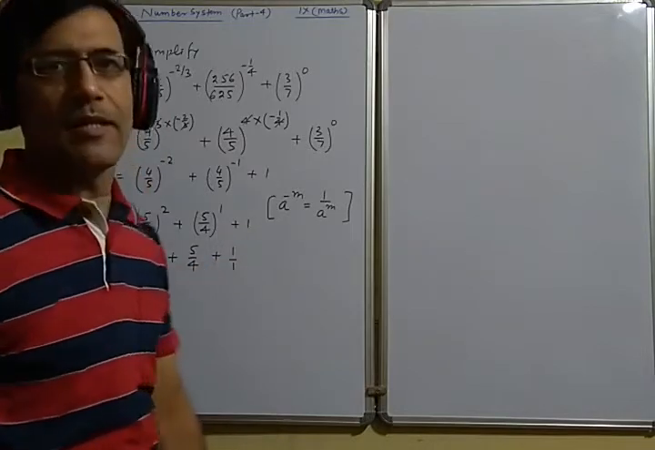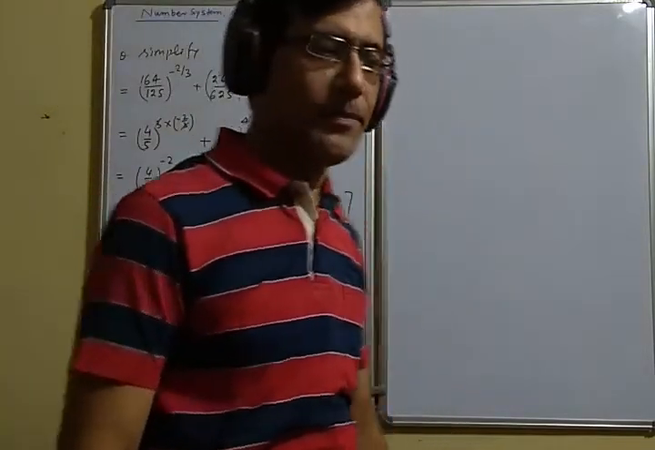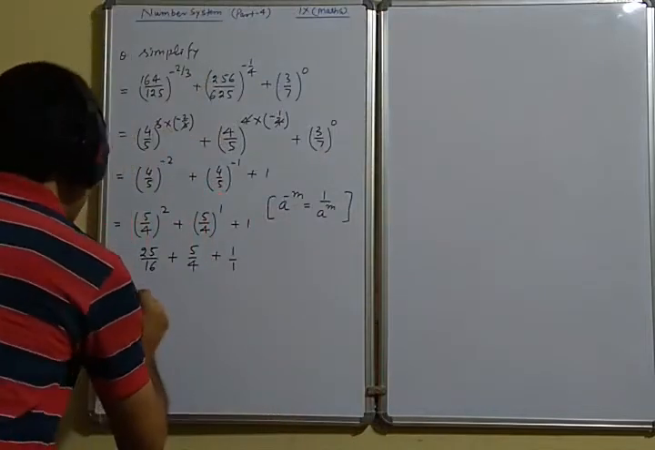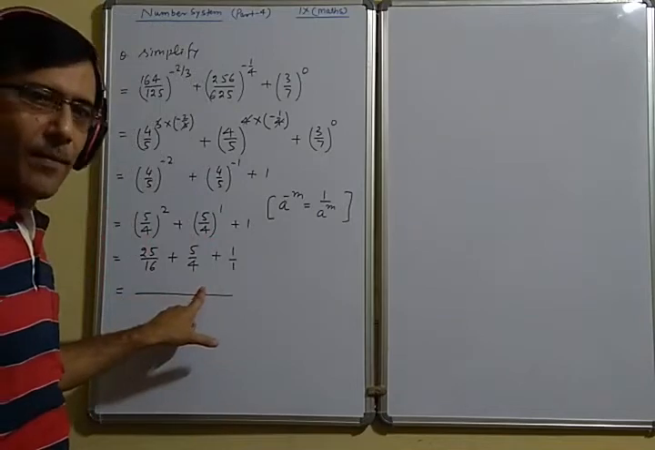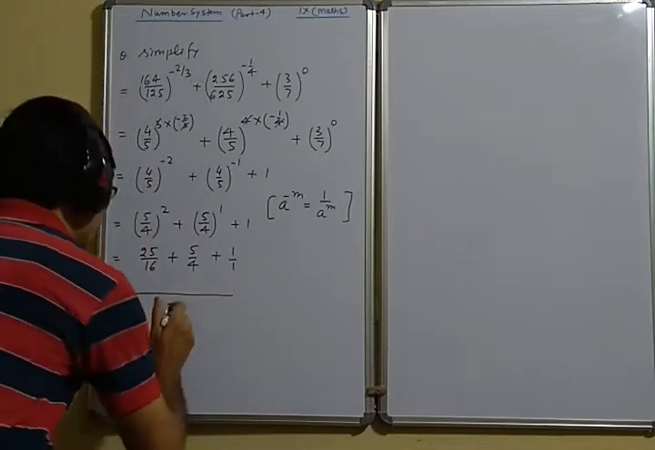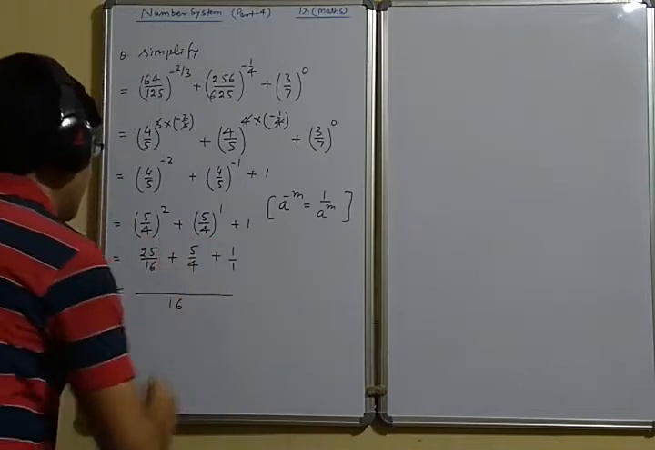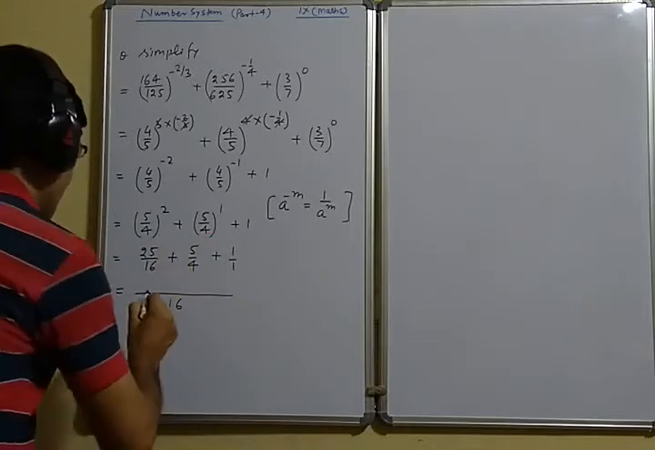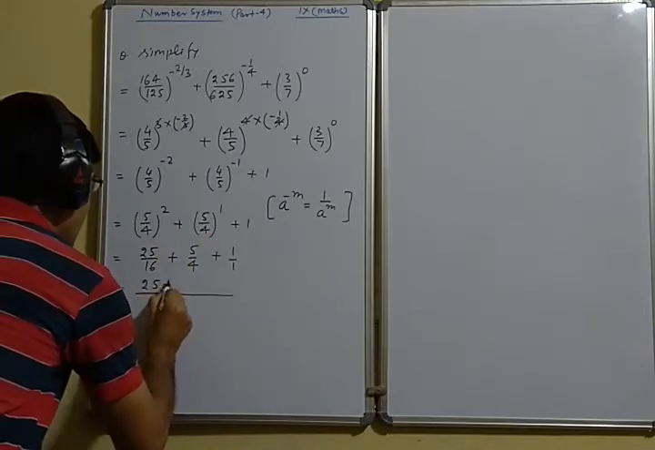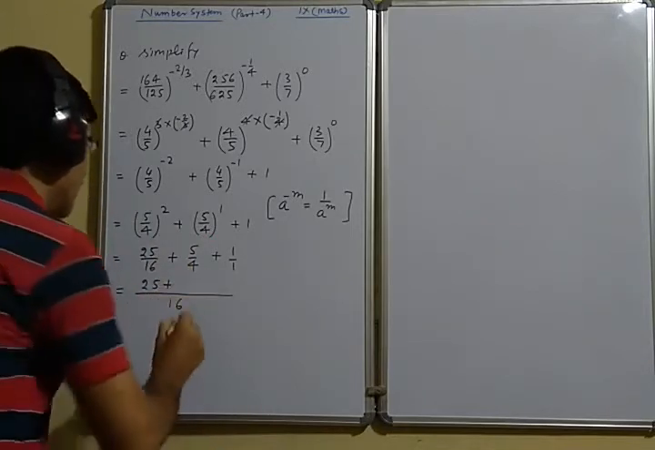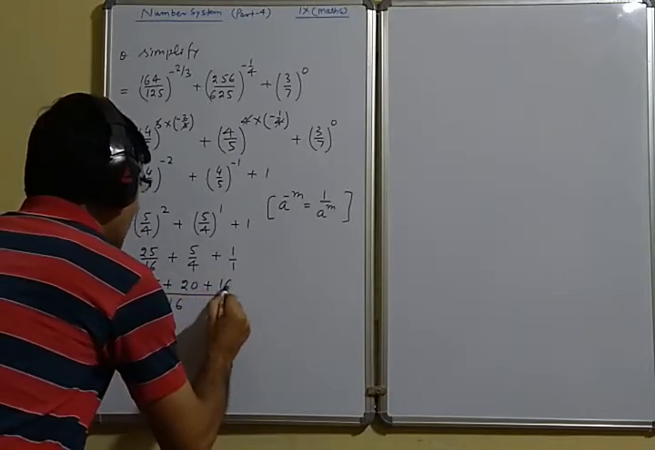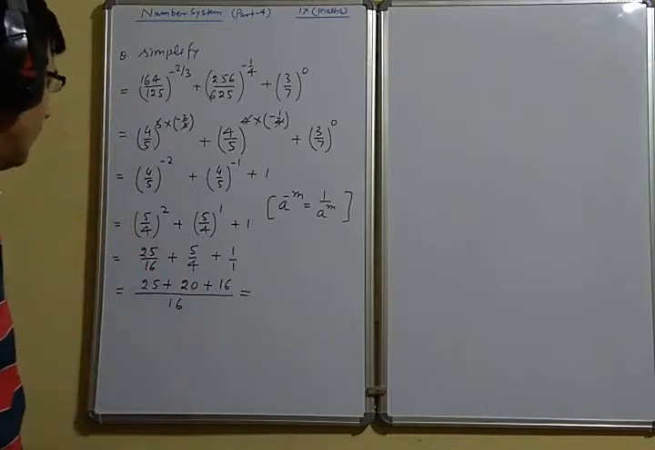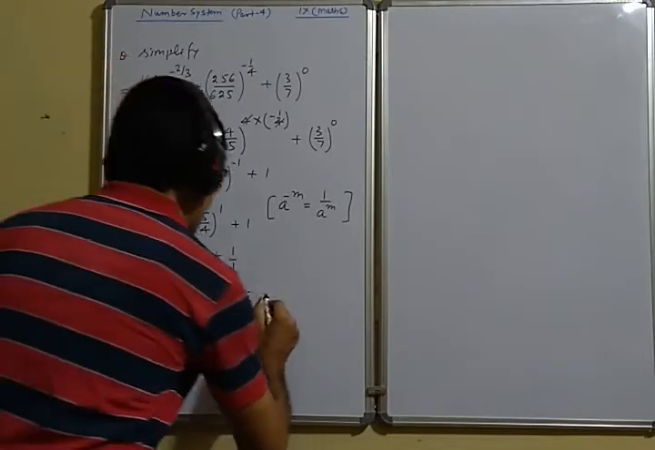Now the denominator is not there for 1, so we can write it as 1. So now we take the LCM. LCM of 16, 4 and 1 is 16. So it becomes 25 plus 4 times 5 which is 20, plus 16. Now add it to get the required result.